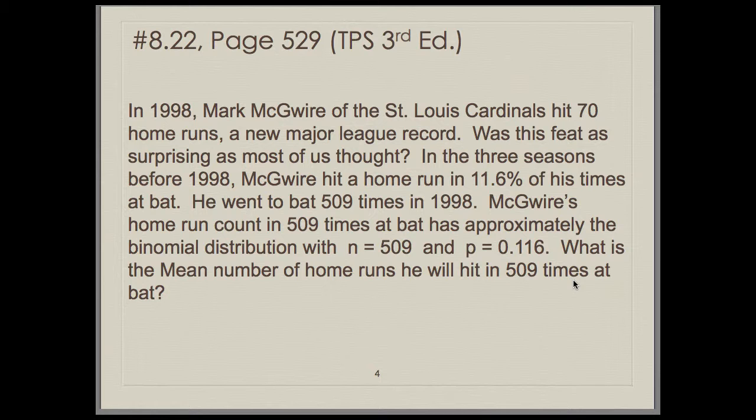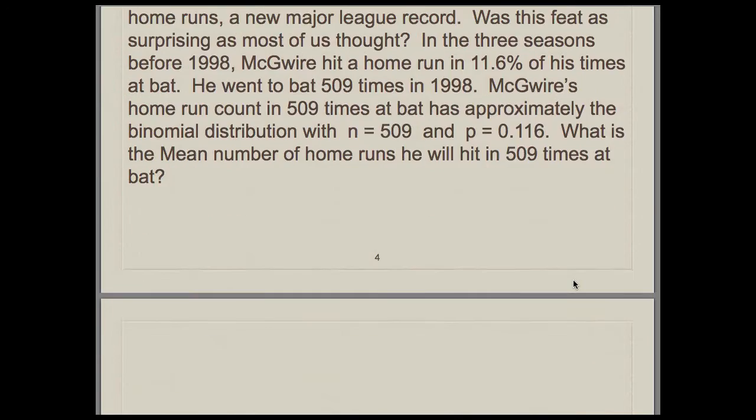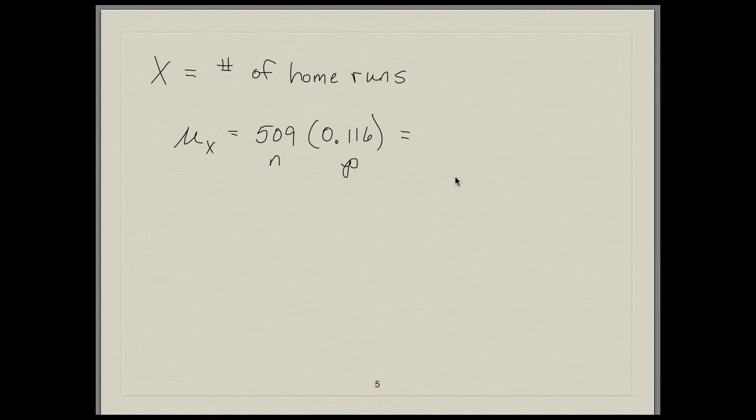So the first thing we'd have to do is set forth our random variable. So let's let our random variable x be the number of home runs that he hits. So if we want the mean number that he would hit out of 509 times at bat, n is 509, and all we do is simply multiply that by the probability of success. So if you multiply those together, because this is n and this is p, you get 59.044.